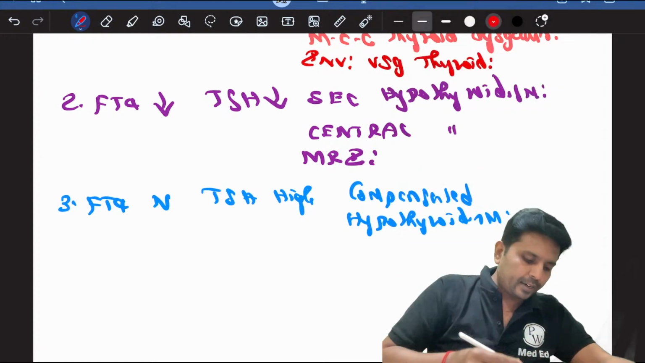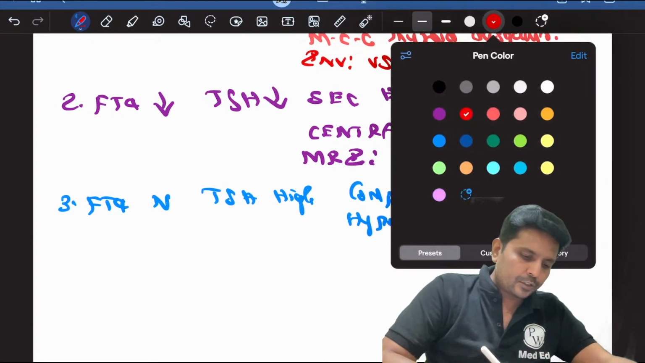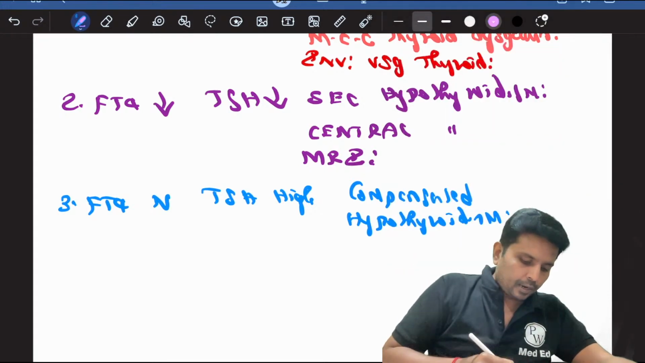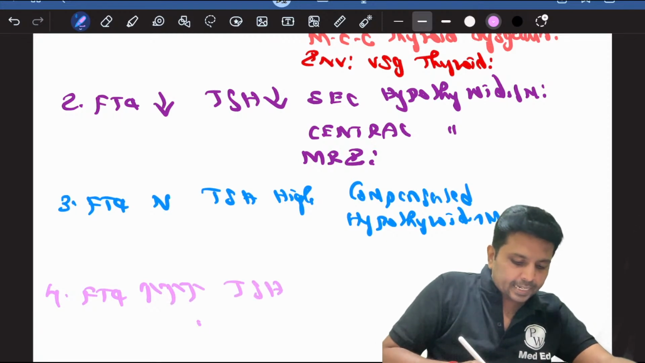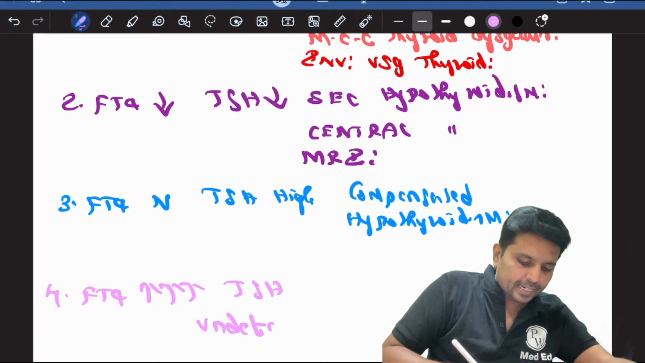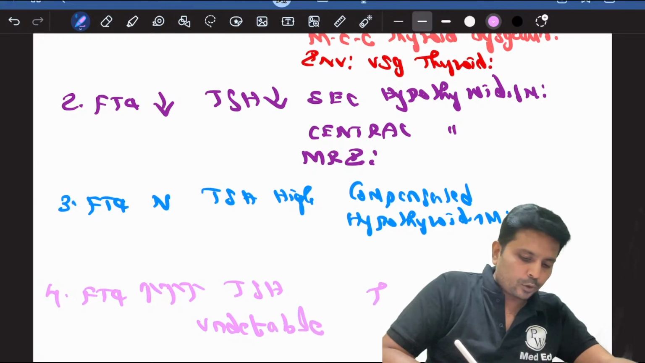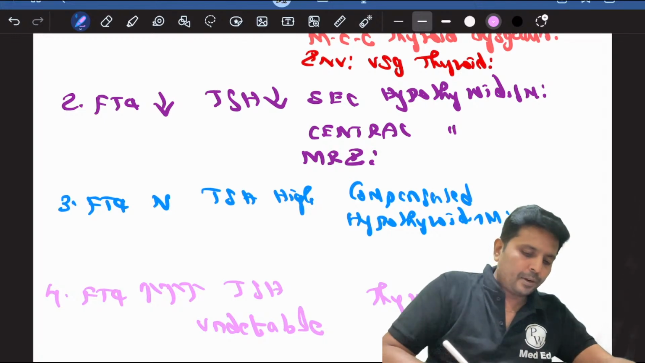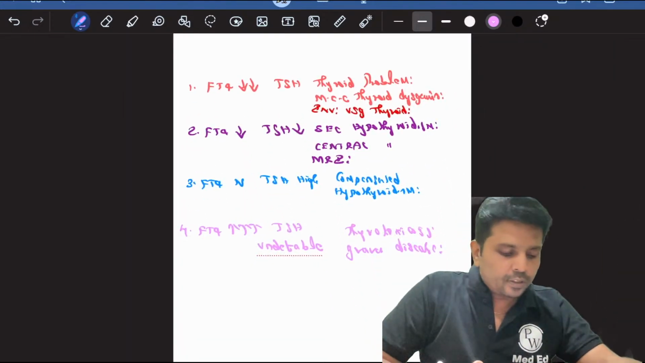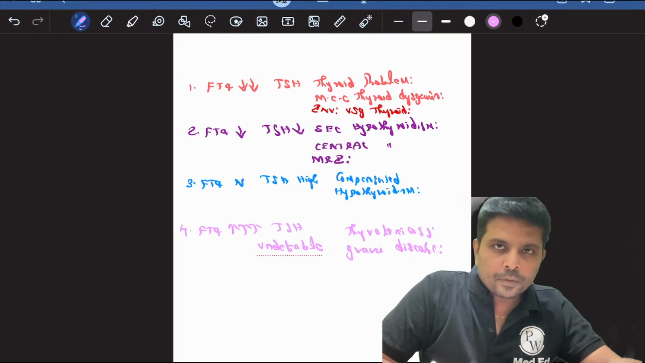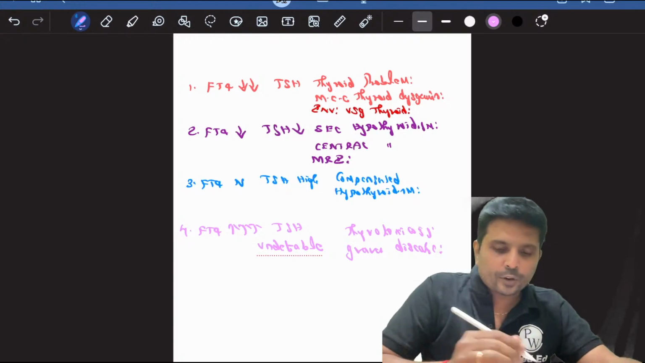And finally, what did I say? The final one is free T4 is very high but TSH is undetectable. It means thyrotoxicosis or hyperthyroidism, for example Graves' disease. Okay? So the investigations of thyroid function are free T4 and TSH.